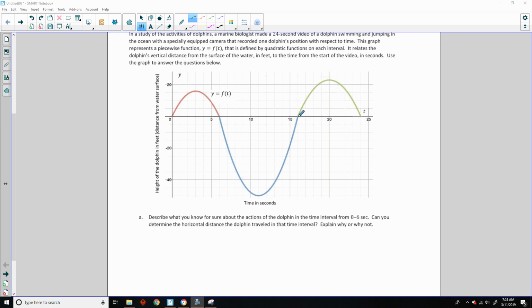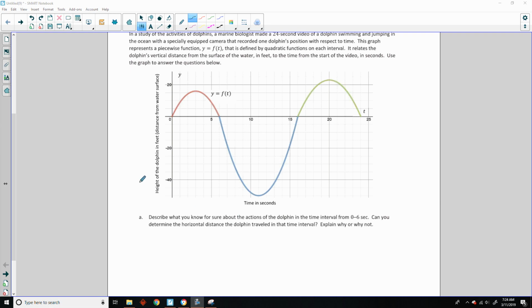This is the surface of the water, the x-axis, or in this case, the t-axis, time, is here. And this is the height of the dolphin, h. So we don't have an xy, we have an ht. Okay, so this is the next piece. And from here to here, it is a quadratic function where a would be negative. It has a maximum height here, a little over 20 feet high in the air.